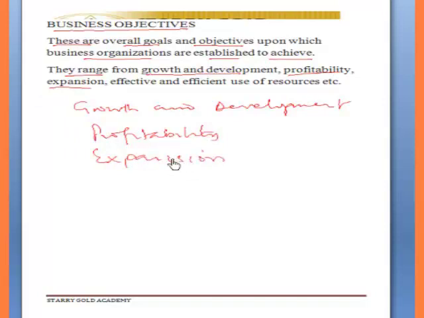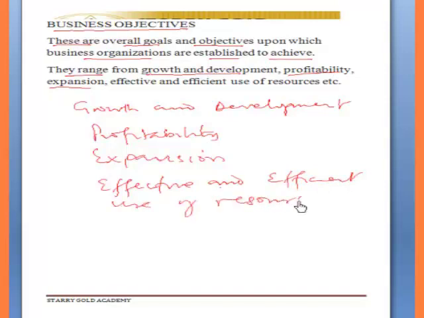That is, the scope of the business should be expanded upon. Then we have effective and efficient use of resources, and so on. There are a number of objectives that underline or characterize the establishment of any business organization, but some of them actually range from growth and development.